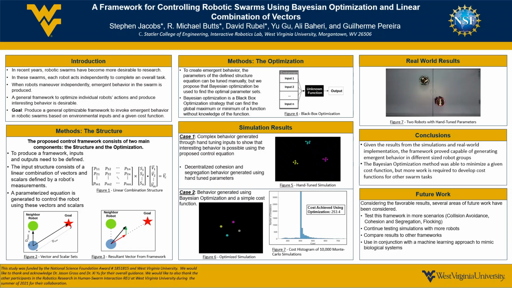Because this proposed structure is parameterized with a relatively low number of parameters, it's possible to use Bayesian optimization, a form of black box optimization, to minimize a given cost function. Black box optimization methods are capable of finding the maximum or minimum of a given function without having prior knowledge of the function.